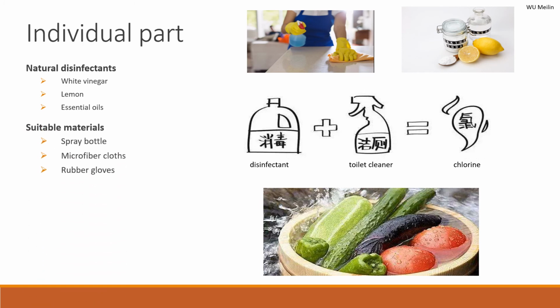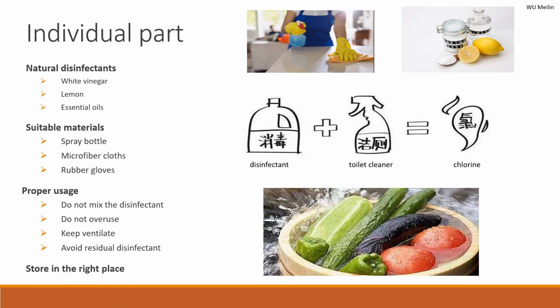Moreover, suitable materials such as spray bottles, microfiber cloths, and rubber gloves are needed when we do the cleaning. They can protect our skin too. Due to the toxic chemicals, it is important for us to use the disinfectant properly. Some people think using several types of disinfectant can enhance the cleaning ability, but this behavior is very dangerous. It's easy to produce chlorine. So when we're using them, ensure we use only one cleaner at a time. Keep the ventilation and remove the residual disinfectant after cleaning.